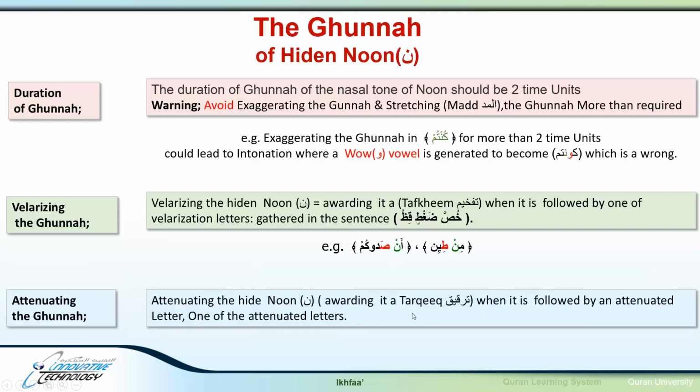The attenuation: any other letter other than those would be considered an attenuation letter. The example is a ta. Ta is not among the velarization letters, those letters. So, wa man taaba. We realize that the noon is not heavy, does not have resonance, does not have depth, and does not have tafkhim, velarization. On the contrary, it is simple, it is attenuated. So, min teen, an saddukum versus wa man taaba.